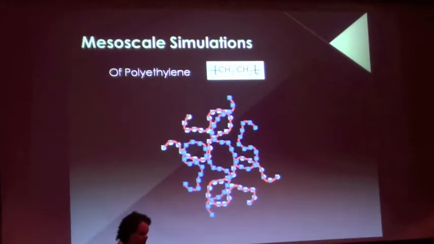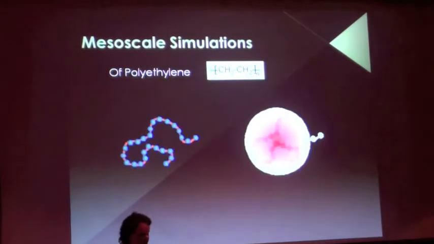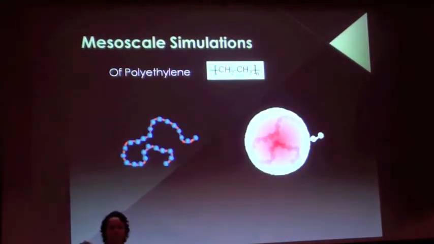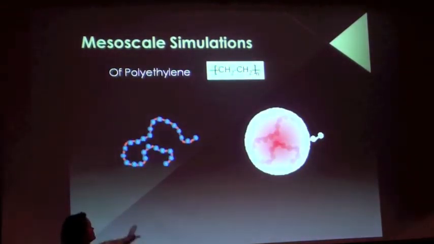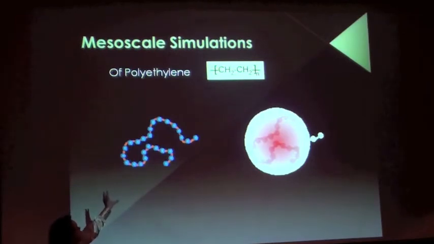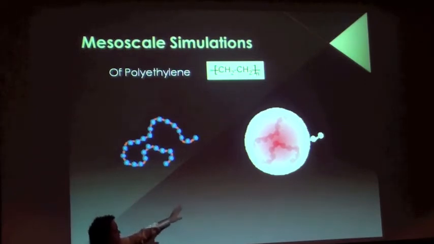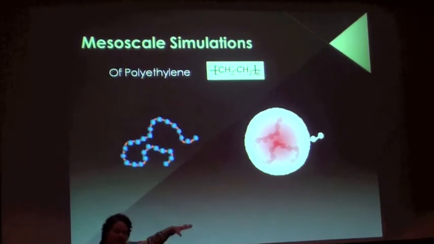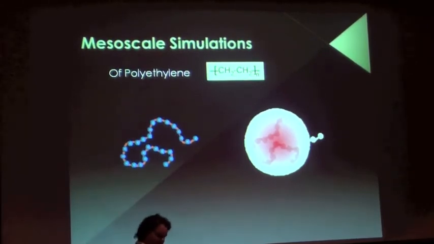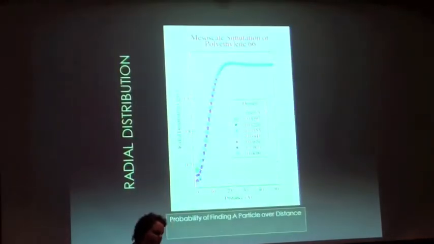And so in the mesoscale simulation, to make it easier so that we can run longer simulations on more particles, we take each polyethylene chain that we want to look at for our polymer, and we use the center of mass to make an estimated soft sphere. And then we run that through our simulation, which is LAMMPS, run by the San Diego National Laboratory.